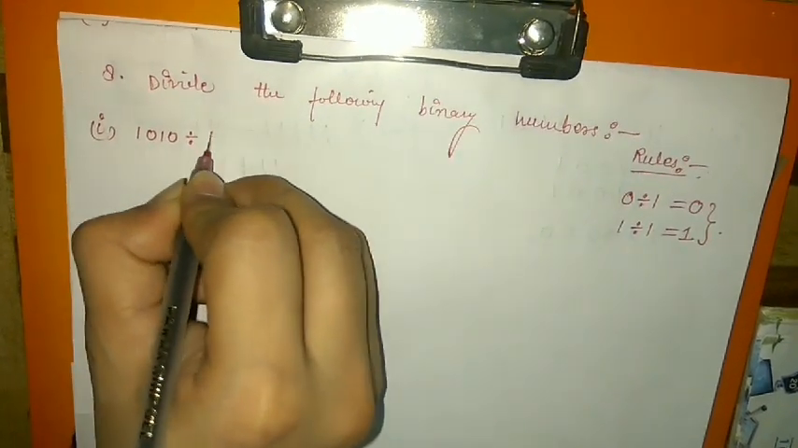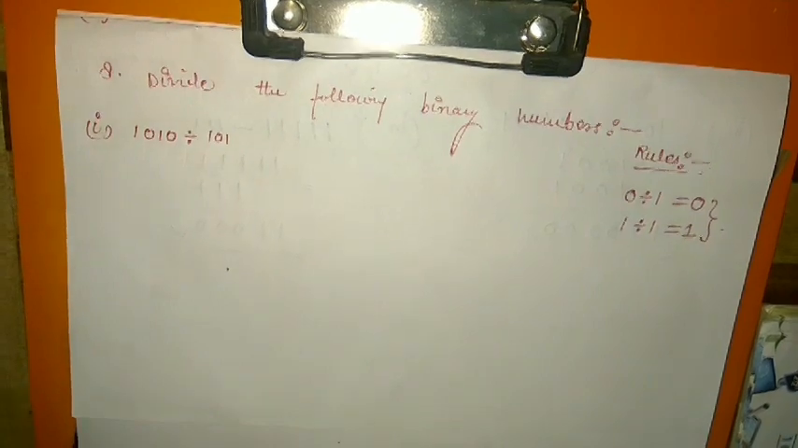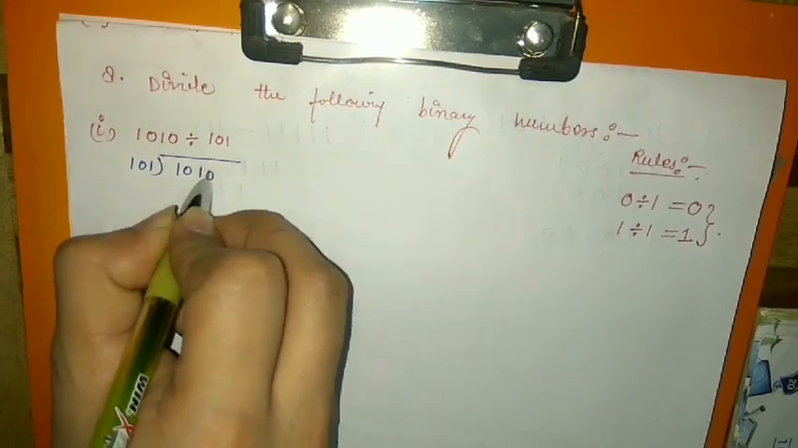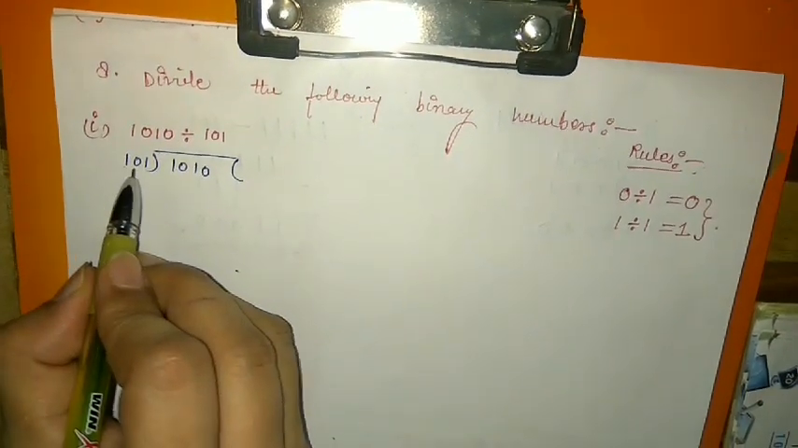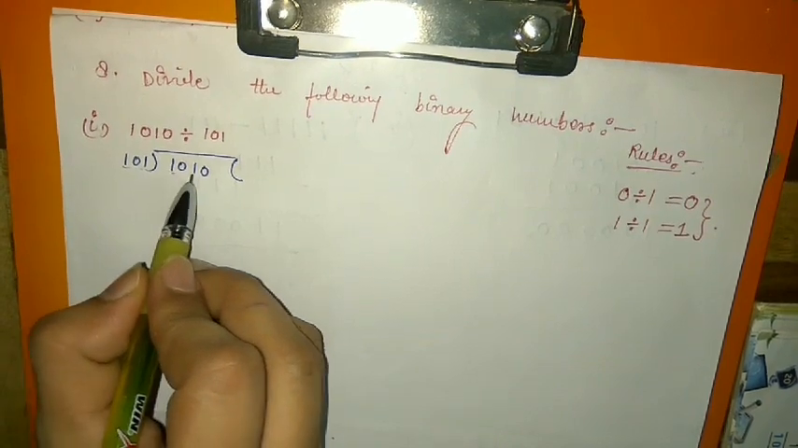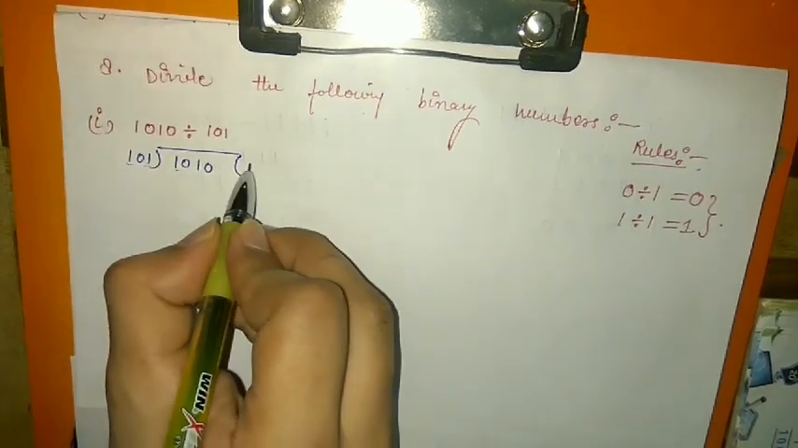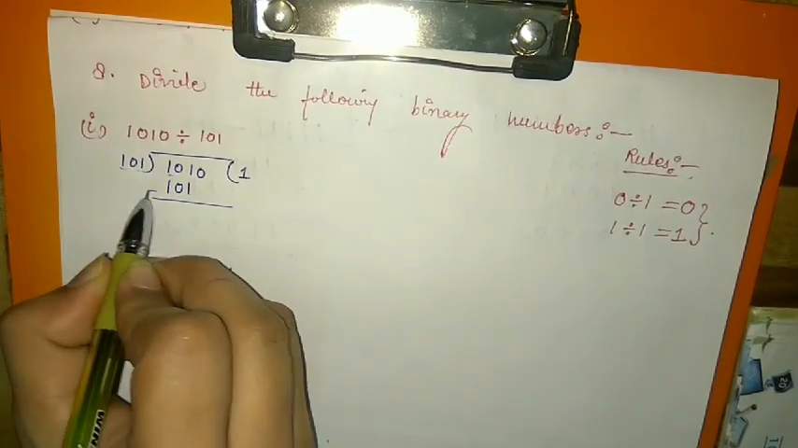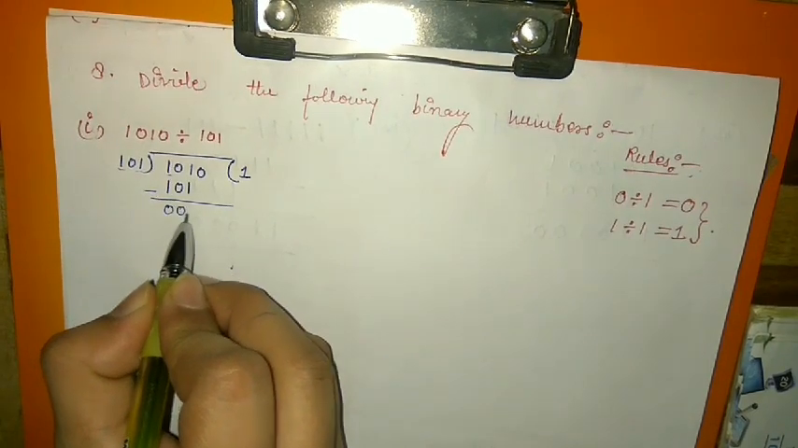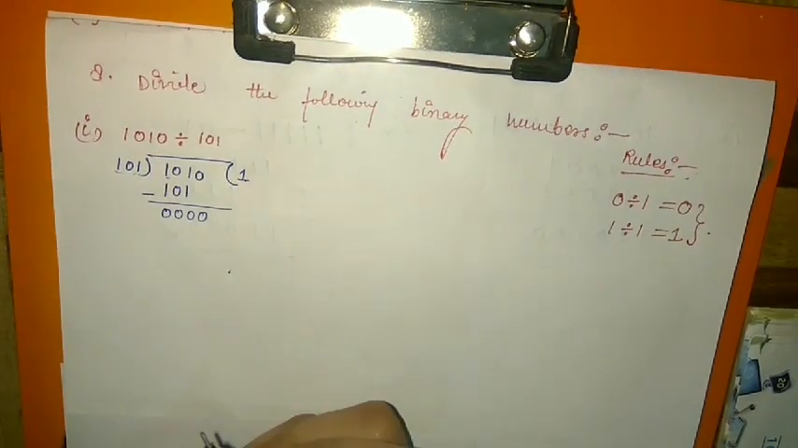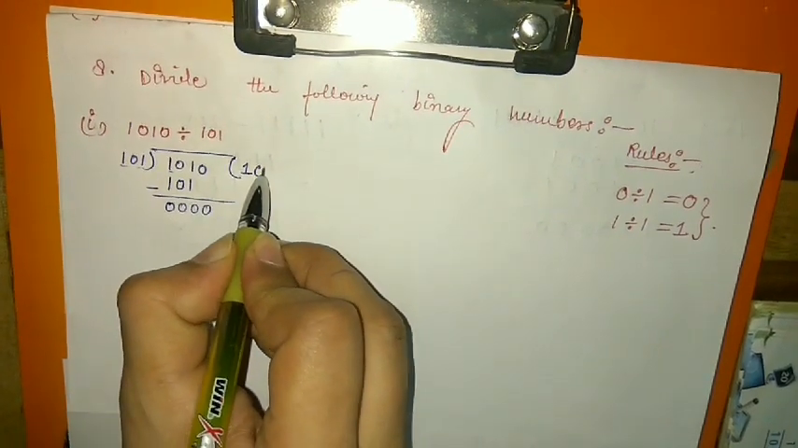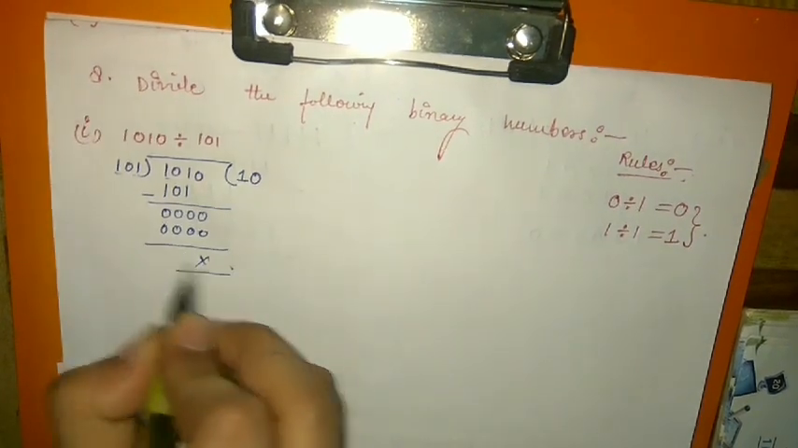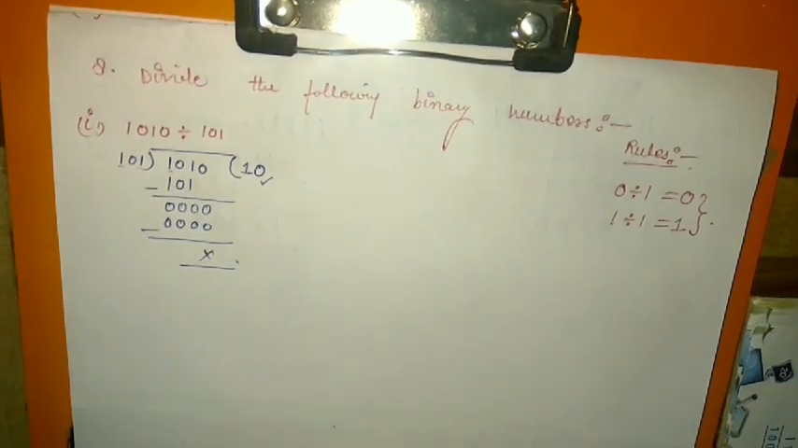1010 divided by 101. Let us write it down: 101 and over here 1010. If you multiply this by 1, then you will get this exact number, 101. Now again do the subtraction and you will get 0000, all zeros. And if you multiply this thing with 0, you will get overall zeros. So this is basically your answer.